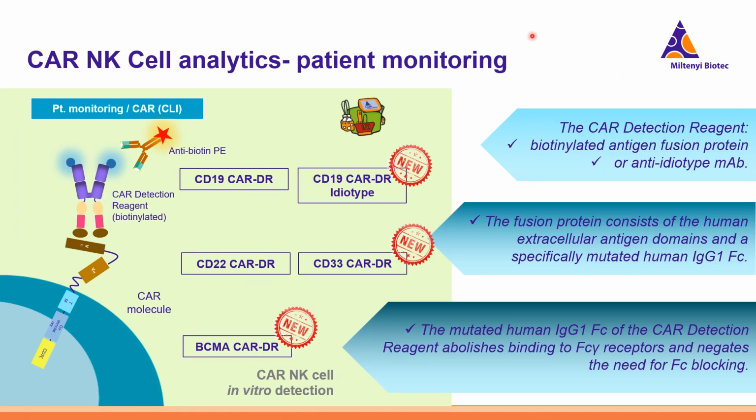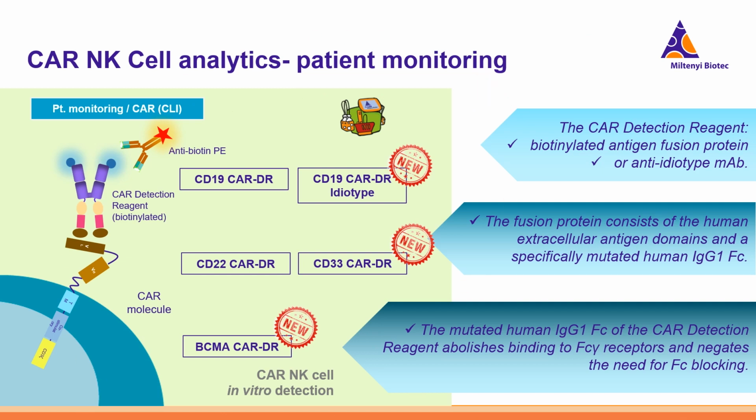I would like to give you a very quick summary about the CAR detection reagents. We have two types. Either they have been raised as a monoclonal antibody against the CAR, so the anti-idiotype antibodies, or they are an extracellular domain fusion protein. Both CAR detection reagent types have a mutated human IgG1 Fc. It has been mutated so that it will not bind to Fc gamma receptors and you will not need any Fc blocking. And here you can see an overview of the ones that are available right now.